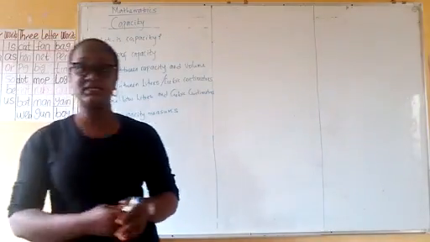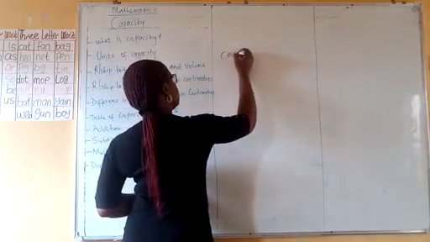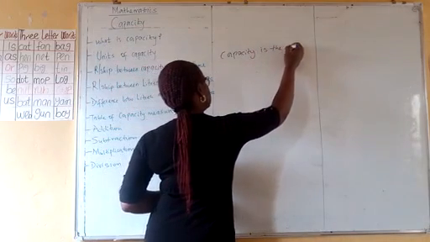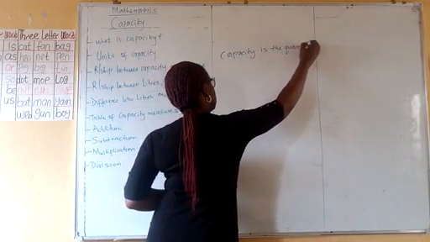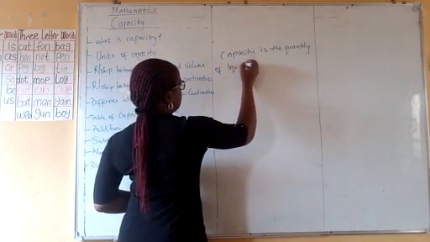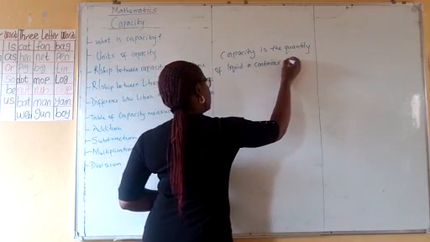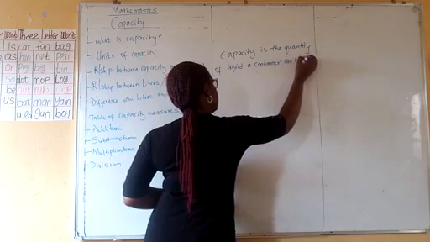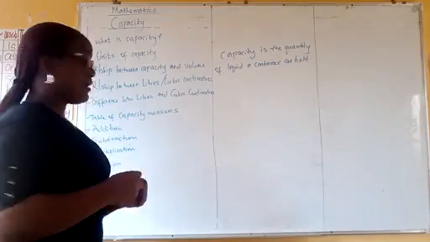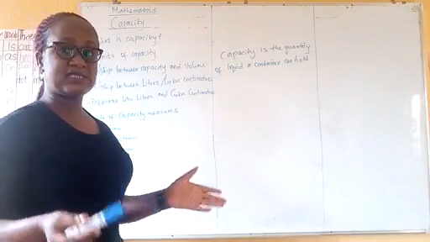So we continue. We said capacity simply means what? Capacity is the quantity of liquid a container can hold. Is that clear? So that is capacity, and it varies depending on the size of the container.